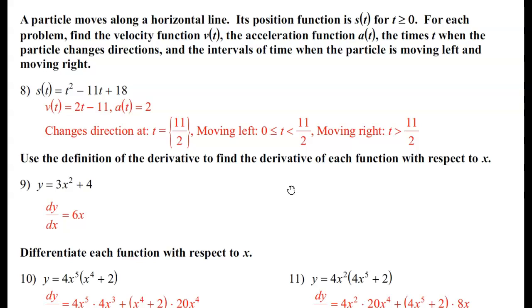And you could have extended that even further. You could have found when the accelerations were positive or negative, which in this case, since acceleration is 2, it's positive everywhere. Which means that when the object is moving left, the object is also slowing down. When the object is moving left, it is also slowing down because velocity would be negative and acceleration would be positive.